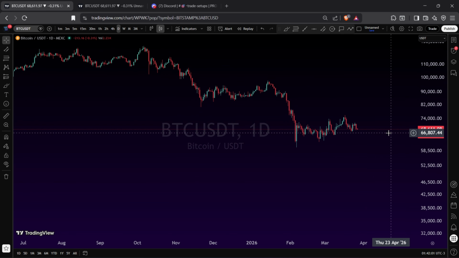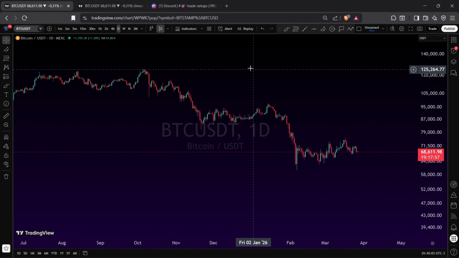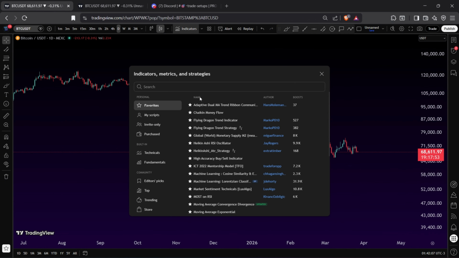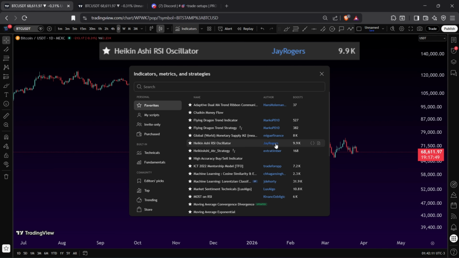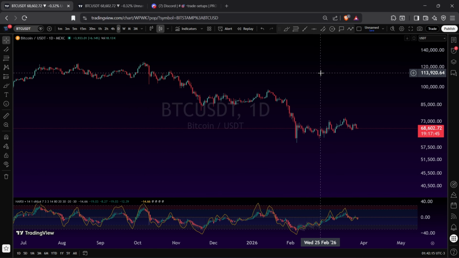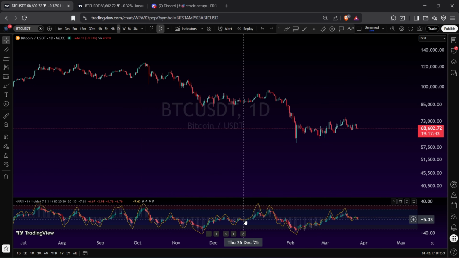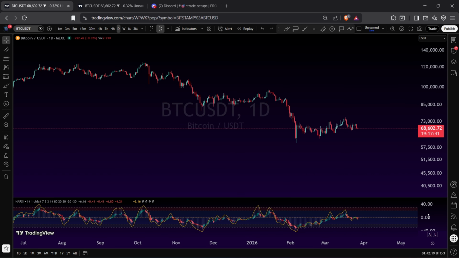Now that our canvas is correctly calibrated, we'll go up to the Indicators tab at the top of the chart. The first tool we are adding is our momentum gauge. Search for the Heikin Ashi RSI Oscillator, created by the author Jay Rogers. Select it and leave it on the standard settings. Most traders use the traditional relative strength index, but the traditional version is incredibly choppy. It gives constant false signals, tricking you into entering or exiting trades prematurely.